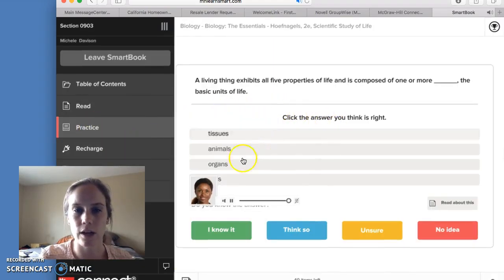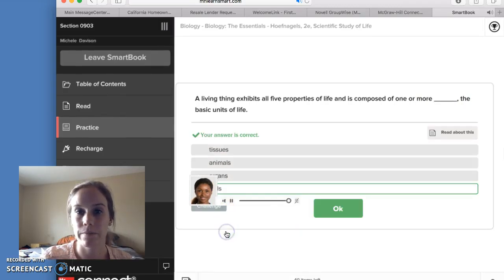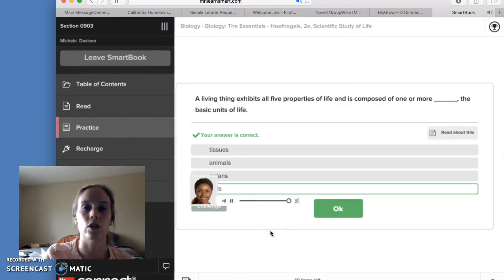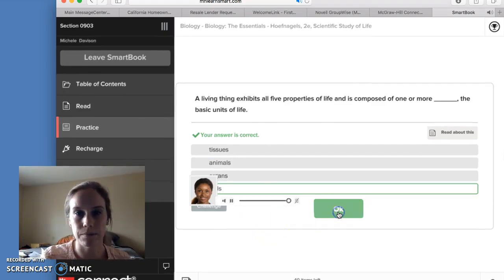Okay, you are going to get questions, and you need to answer them. So you need to click what you think is right. A living thing exhibits all five properties of life and is composed of one or more blank, the basic units of life. So what's the basic unit of life? Well, a cell is. So I'm going to click cell, and I'm going to say that I know it. My answer is correct. So then it allows me to move on.